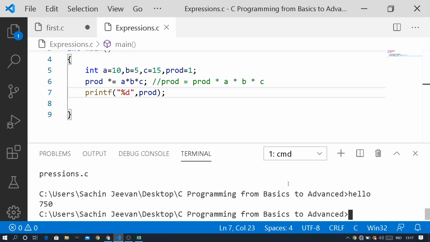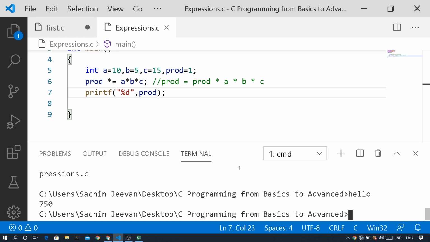Yes, fine. So this is that. Why I am recommending this is that it makes your code readable, as well as it makes the process a little bit faster. That's the main reason why we are coming to the compound assignment operator.